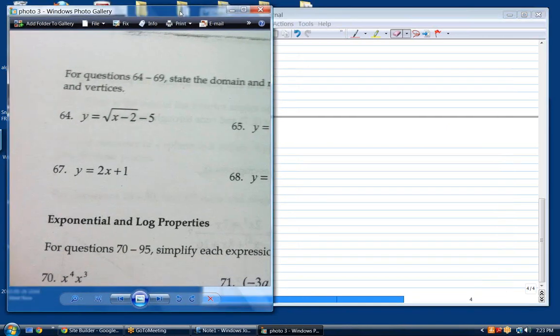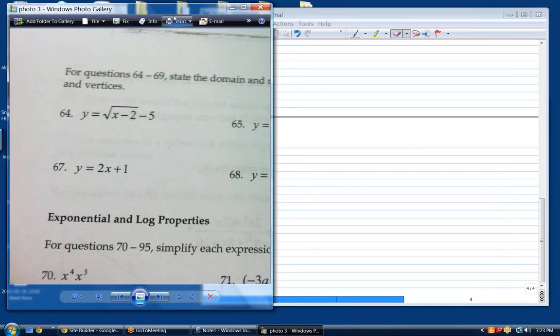Number 67. Domain? Domain would be, well, how do we do it because it's being multiplied by 2? It's okay. Is there anything x can't be? Remember, domain is only about x. No, it can't. It can be anything. All reals. How about the range? Oh, x can't be 0. Sure it can. There's nothing that says you can't multiply a number by 0. So it can be anything. Yeah. You just can't divide by 0.